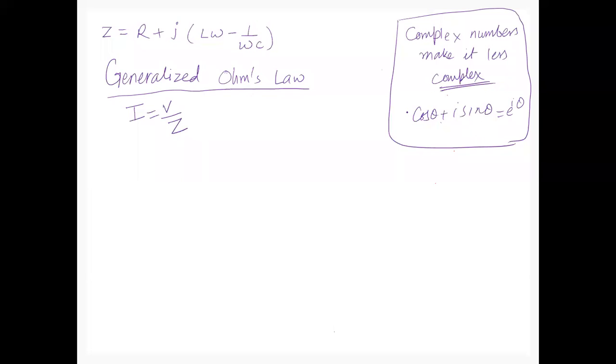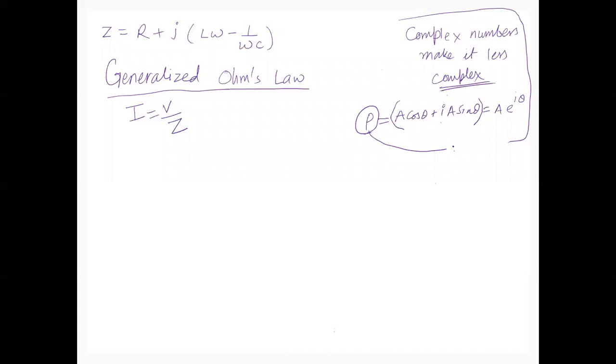So suppose you have A cosine theta. How do you write this guy? Let me rewrite it. A cosine theta plus I A sine theta can be written as A e to the I theta. This is a complex number, right? So any complex number can be written this way. Let's say I call it P. P is a complex number. Any complex number can be written in this form. Any.